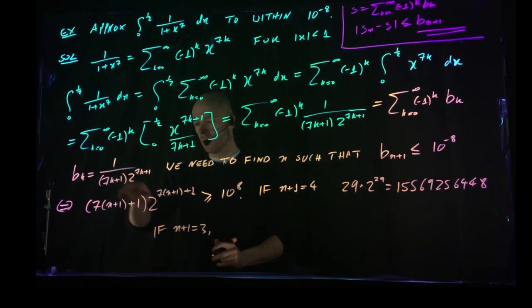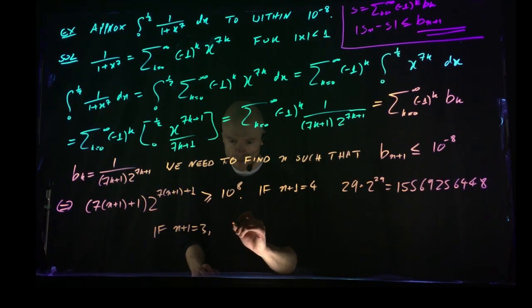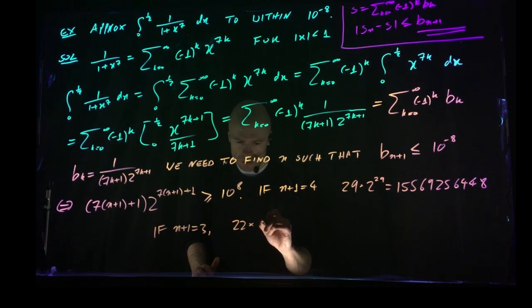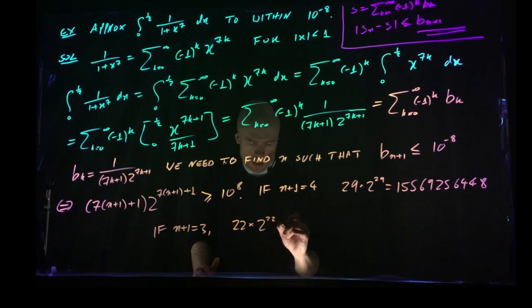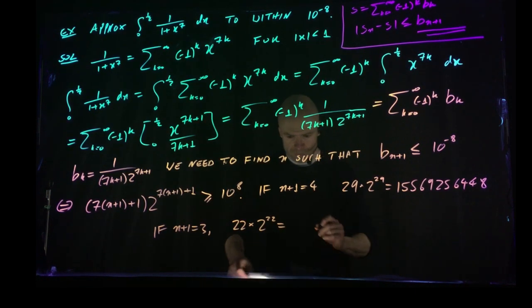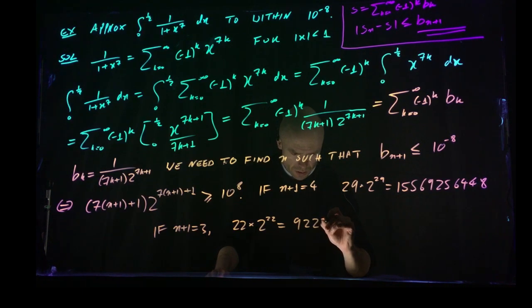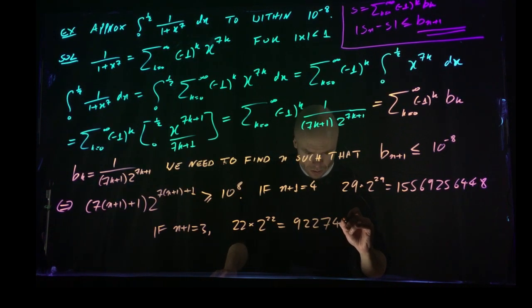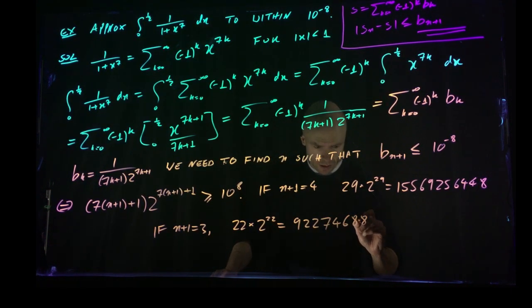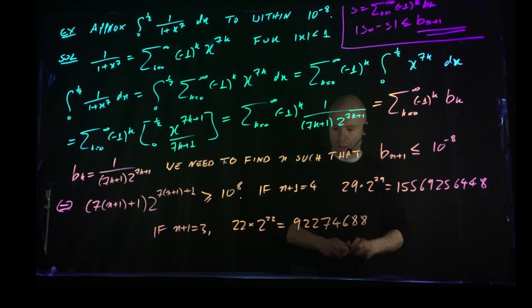Then we'd have 7 times 3 is 21, plus 1 is 22. So we'll have 22 times 2 to the 22. And that turns out to be 9,227,468,8. Okay, let's see which one of these works.